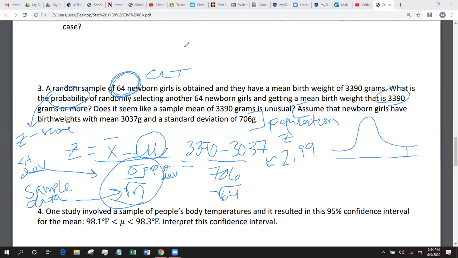So we are way over here, and we're looking for the probability of getting a z-score that is 2.99 or greater. So we need to figure out what is the probability of first getting this score smaller. And so we would go to that z-score table, and we end up seeing that the probability of getting a z-score of 2.99 or less is 0.9986.